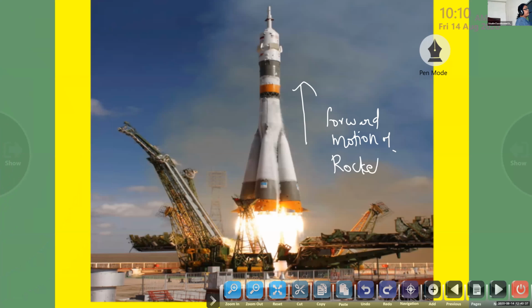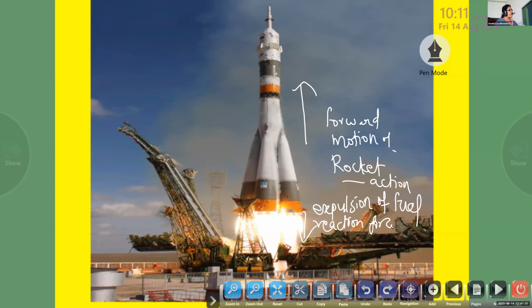So, what is our main motive in rocket launching? In that, what is the action? We need to send the rocket into space. So the forward motion of the rocket is actually the action force. Then you can see the expulsion of fuel. After the rocket moves, the expulsion of fuel is in the opposite direction. So this is the reaction force. So, forward motion, action; expulsion of fuel, reaction force.